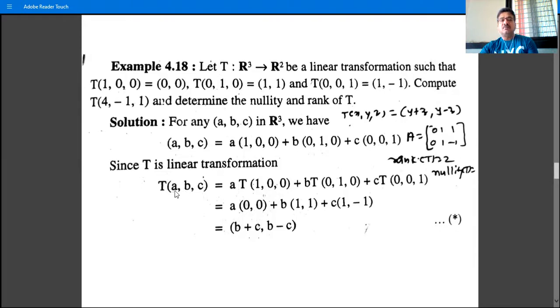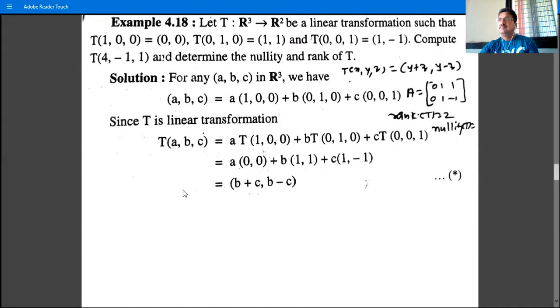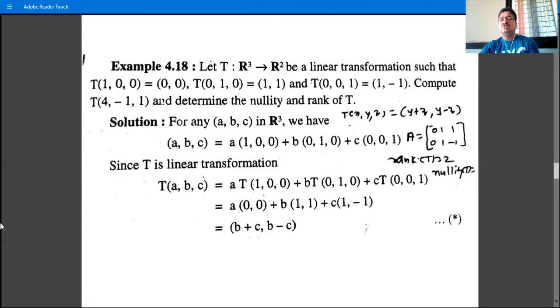And then apply T on both sides. T of (x, y, z) is equal to x times T of (1, 0, 0), plus y times T of (0, 1, 0), plus z times T of (0, 0, 1). And then we write T of (1, 0, 0), T of (0, 1, 0), and T of (0, 0, 1) as given. After applying the definition of scalar multiplication and addition, we have (b plus c, b minus c). Obviously, this is the element of R2. And so T of (x, y, z) is what? By replacing a, b, c as x, y, z, we have the formula T of (x, y, z) is (y plus z, y minus z).